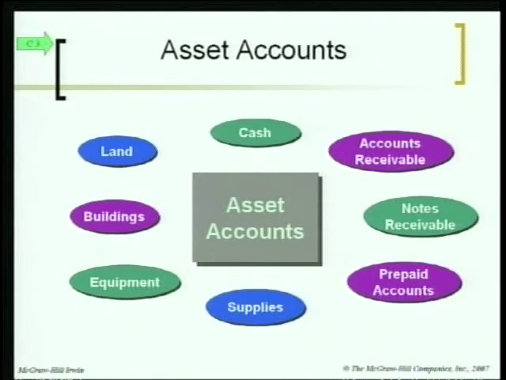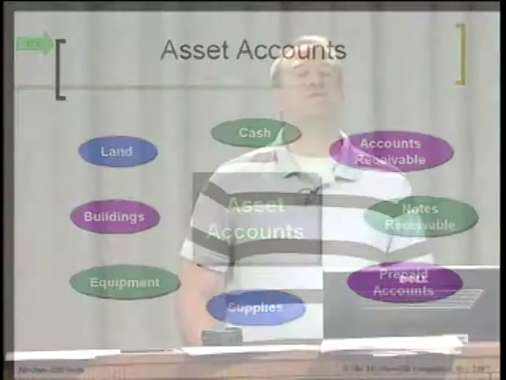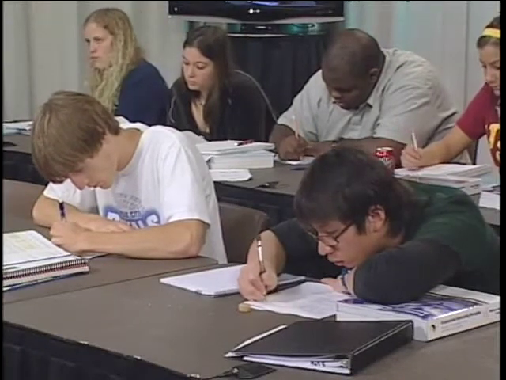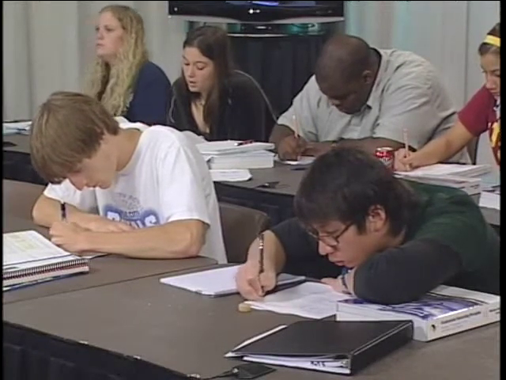A prepaid asset in your own life is usually car insurance. A lot of times you'll pay for your car insurance for the next 6 months right at the beginning. That is a prepaid asset. That's called prepaid insurance. So we can have prepaid rent, prepaid insurance, prepaid advertising. Anything prepaid is an asset.